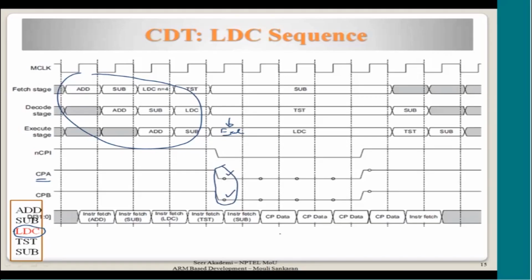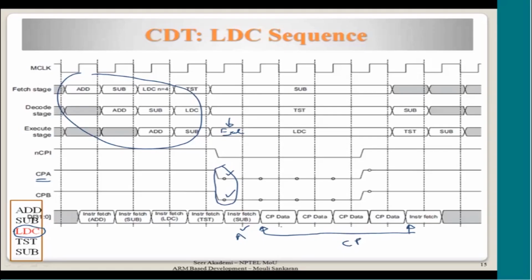Now, after this LDC reaches the execute stage, this is also fetched from the memory. This ARM is fetching this instruction. Now from now onwards, up to this point the data is provided or accepted by the coprocessor, CP data.